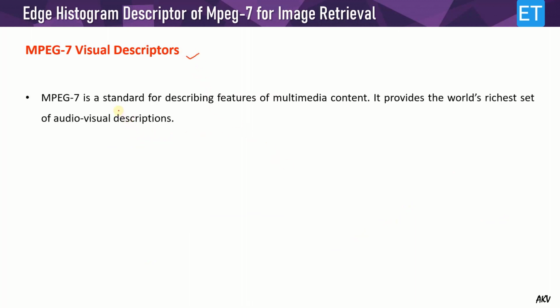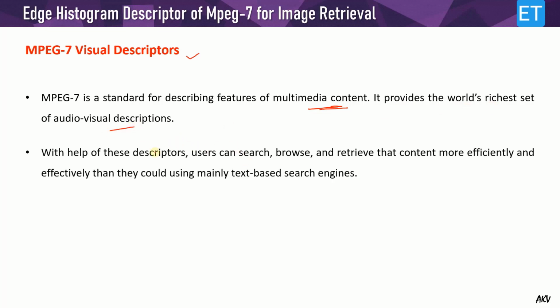Now let us go through the MPEG-7 visual descriptors. The MPEG-7 is actually the standard for describing the features of multimedia content. It provides the world's richest set of audio visual descriptors. With the help of these descriptors, users can search, browse and retrieve the content more efficiently and effectively than they could with mainly text-based search engines.